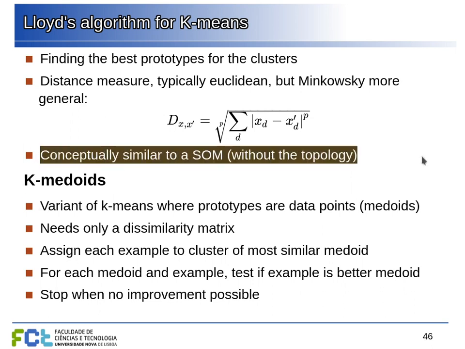This is conceptually similar to a self-organizing map, but without that topology with the neurons that are linked together in that two-dimensional matrix as we saw before.